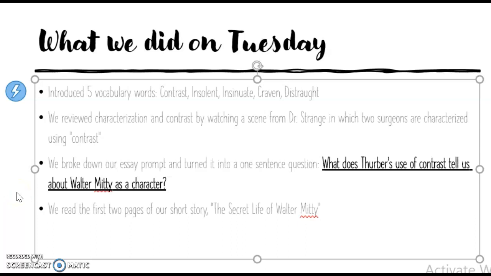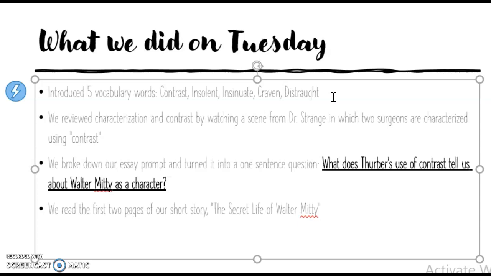Okay, guys, let's review what we did on Tuesday. Remember, we introduced 5 vocab words: contrast, insolent, insinuate, craven, and distraught. At the end of today's lesson, you guys are going to have a little bit of a vocab quiz where you have to explain what those words mean in the context that they were used in our story.